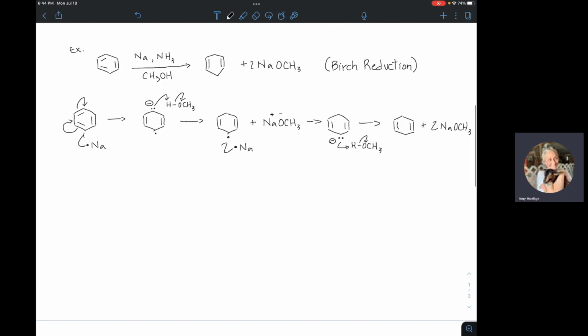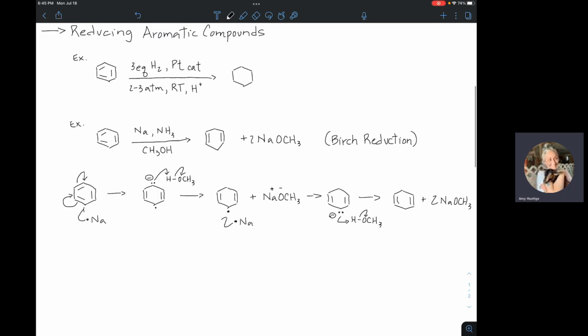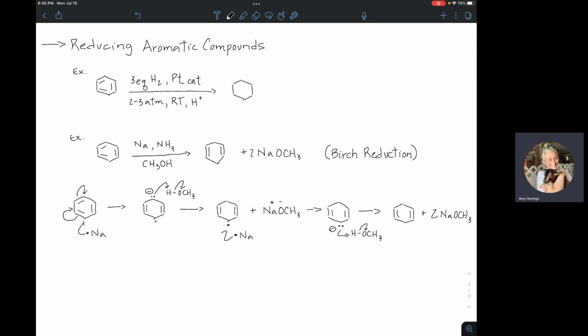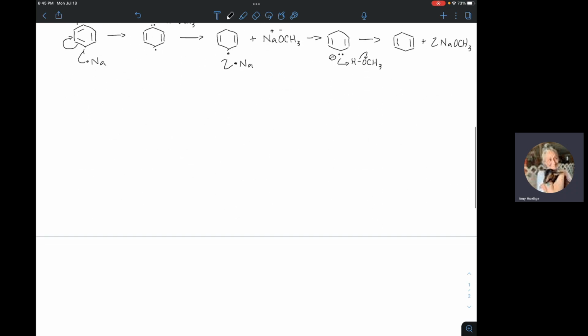So that second equivalent of sodium methoxide comes from the second step in the reaction. So this is a dissolving metal reaction or a Birch reduction. Now, we've reduced our aromatic rings, right? Now comes our electrophilic aromatic substitution.